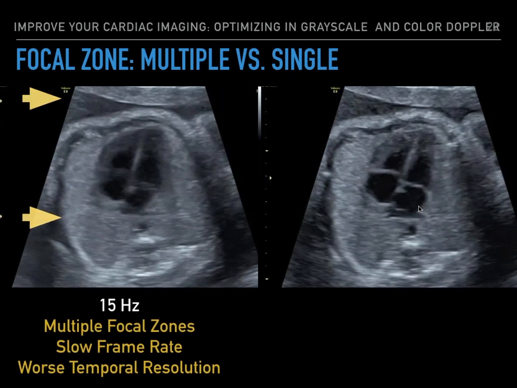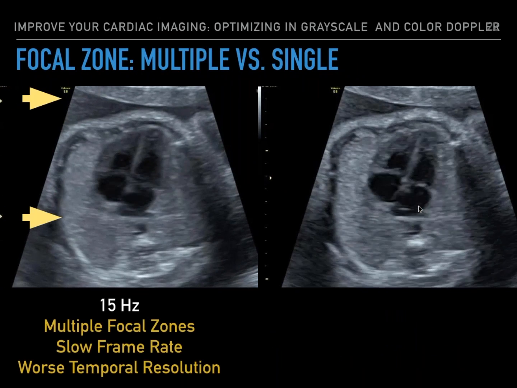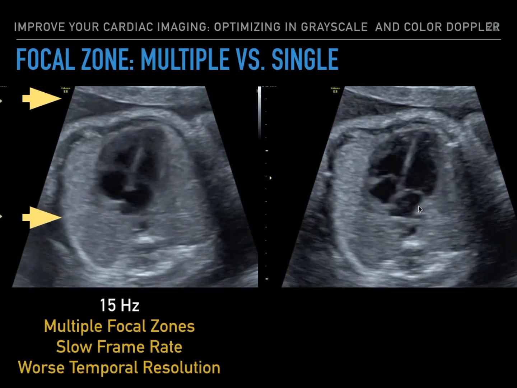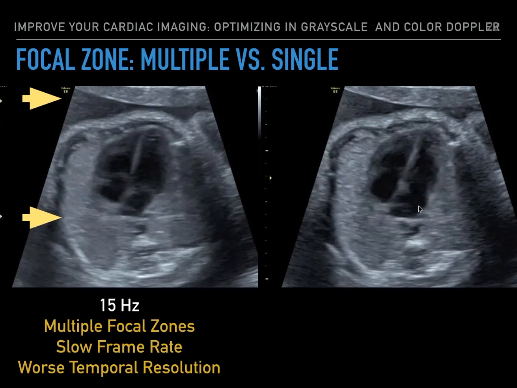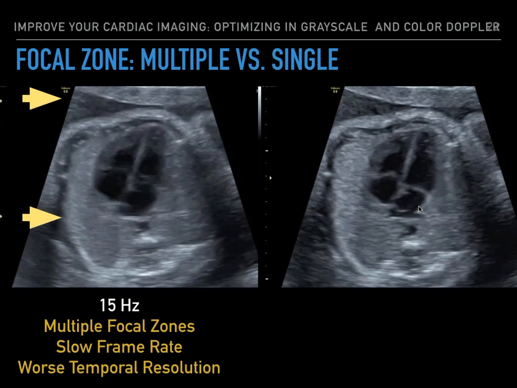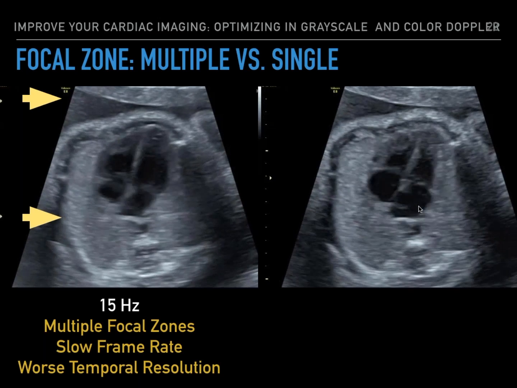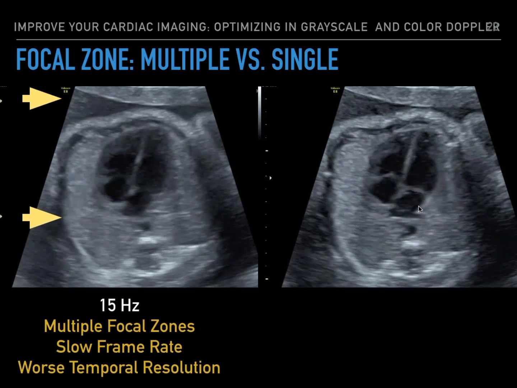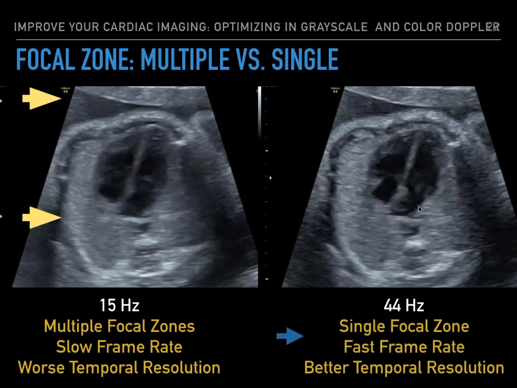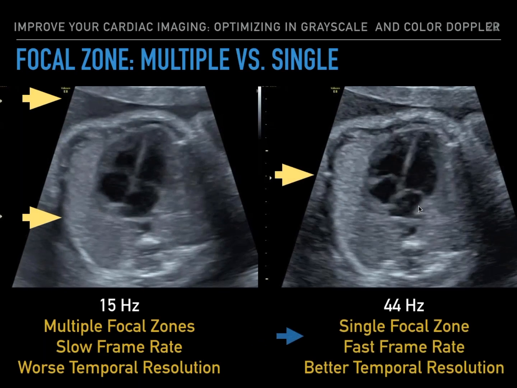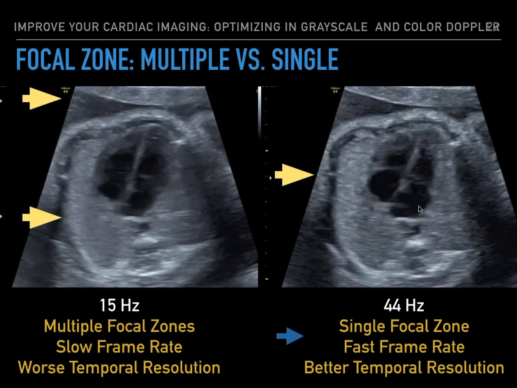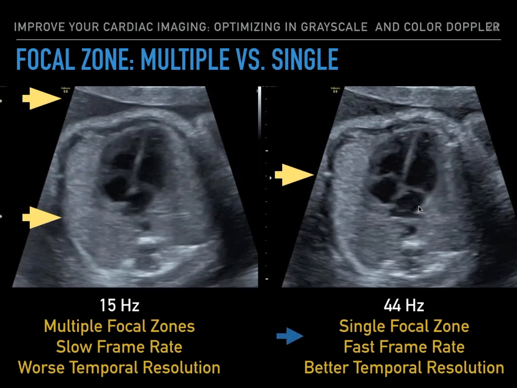Now, how about multiple versus single focal zones? With multiple focal zones, as you can see, it maximizes the lateral resolution, but it tremendously slows down the frame rate, which provides worse temporal resolution. What you can do is switch to a single focal zone to increase the frame rate. And here you have better temporal resolution of 44 Hertz. So that more than doubled.